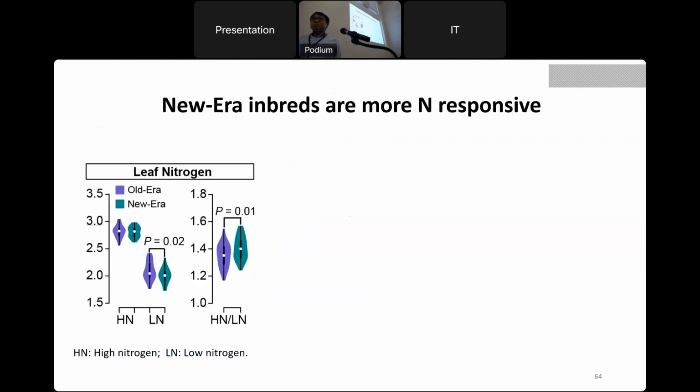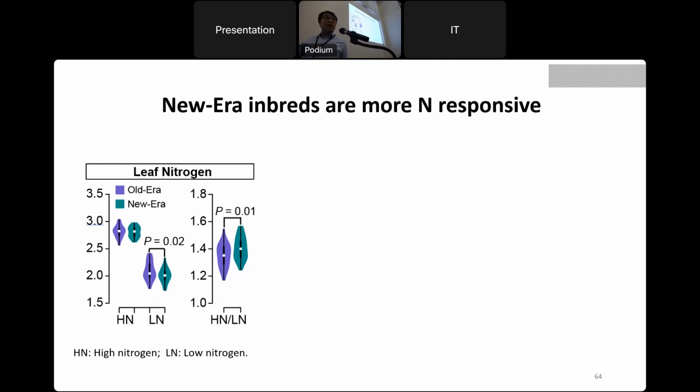So first of all, we planted those new era and old era inbred lines in the same environment, but with different nitrogen treatments, under low-N conditions and high-N conditions. We compared the phenotypic performance and measured the leaf nitrogen level at the adult stage. In this figure, on the left-hand side, there are nitrogen level differences for the new era inbred lines and the old era inbred lines under high-N and low-N conditions.